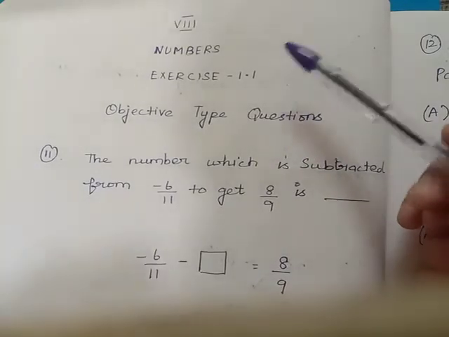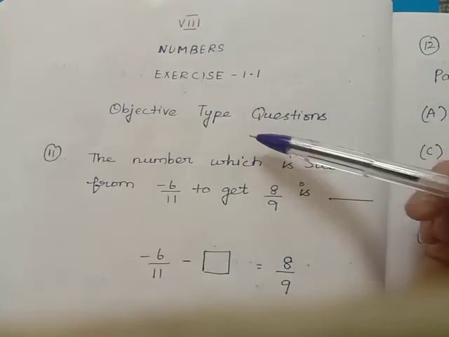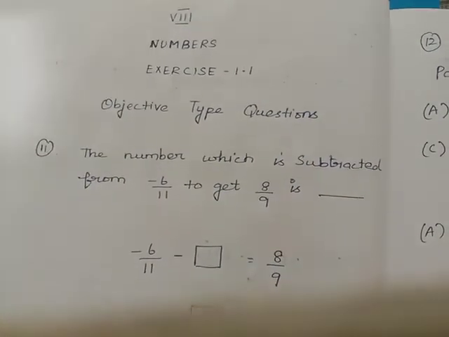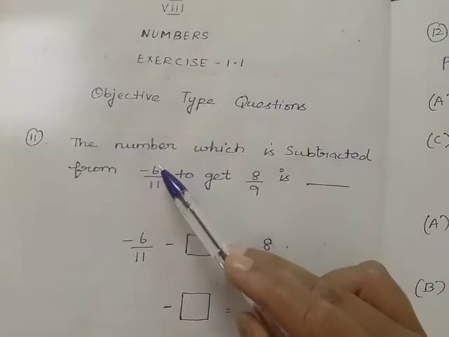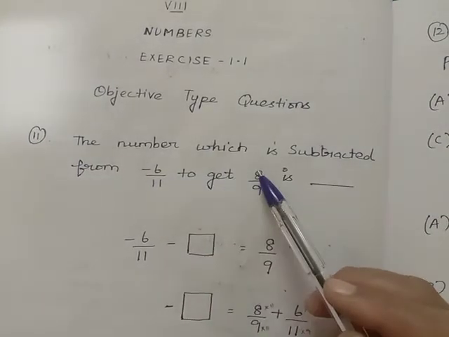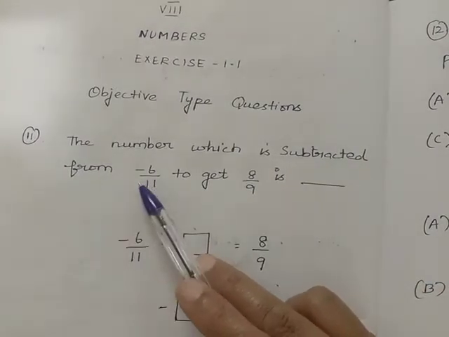Today we are going to learn 8th standard numbers, exercise 1.1, objective type questions. So, 11th question: the number which is subtracted from minus 6 by 11 to get 8 by 9 is. This sentence I've written, see, from minus 6 by 11.